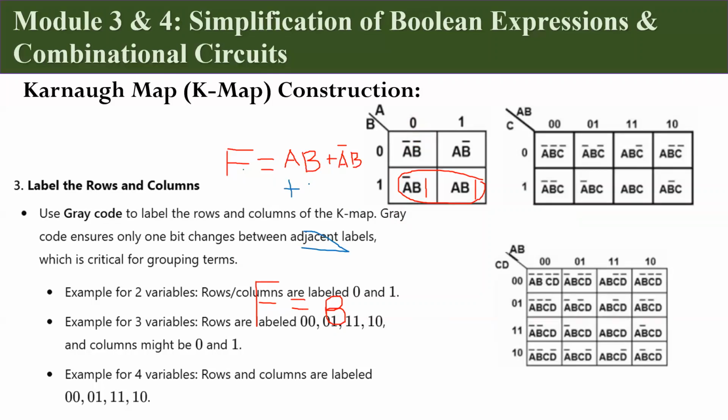Plus A bar B bar. Are you following me, everybody? So I now have this function as, instead of what we had earlier, f is equal to AB plus A bar B plus A bar B bar. Meaning I'm going to have an additional 1 in this place. Are you with me, everybody?